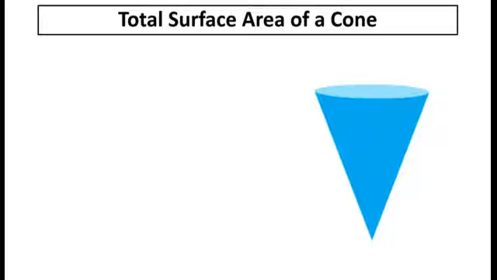Total surface area of a cone. In the given figure, a cone has been shown. So for this cone, as shown by the arrow, there will be a curved surface area. And this cone will also have a circular base. So this base will also have an area. So when we add these two areas, we get TSA of cone, that is total surface area of cone, which can be given by pi r L plus pi r square.